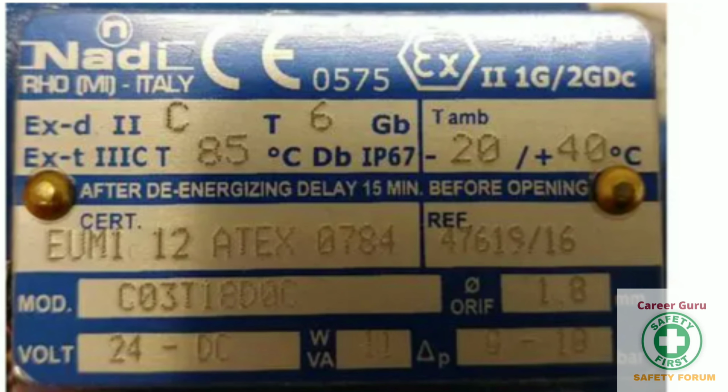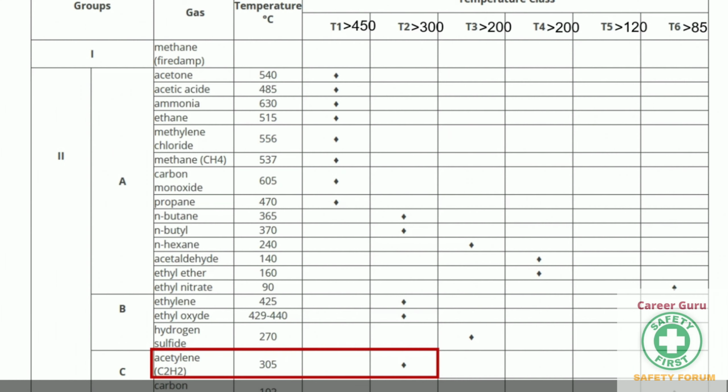Now coming to left side, we can see EXD 2C. What is EXD? EXD is for the flame protection type containment, and 2C is the category of the gas. So now the question arises, from where will we get 2C, right? How will we get to know which one is 2C? So you can refer to this table which I have already shared in my previous slide, where you can see the group 2C, which refers to the gas acetylene.